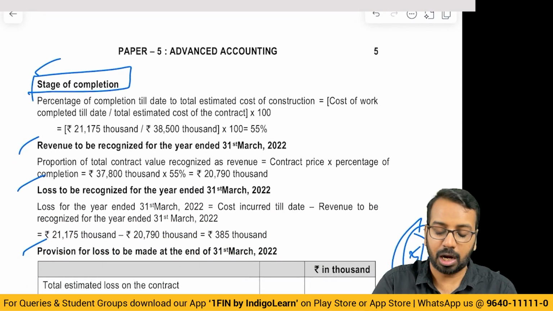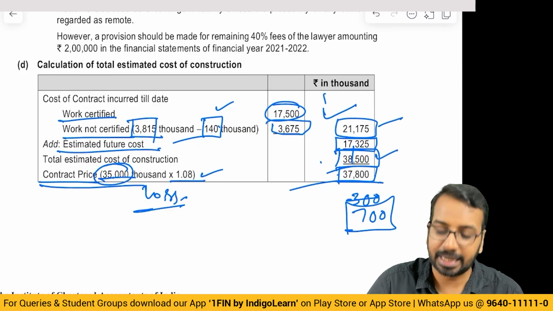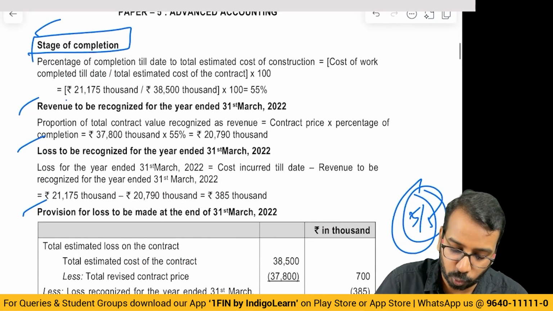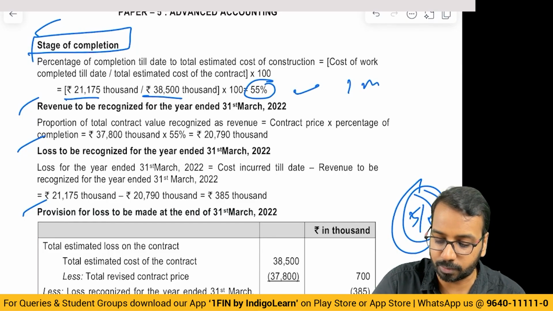Stage of completion. How do we calculate stage of completion? Total cost incurred divided by estimated cost, right? So what is the total cost incurred? 21,175 divided by 38,500, 55%. So this is 1 mark for you.